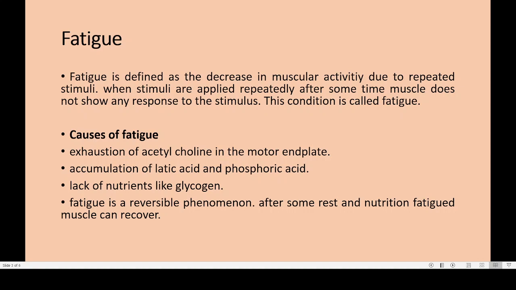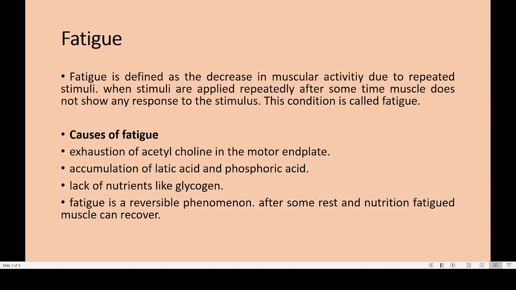So what happens is that when our cell doesn't have enough acetylcholine, this transmission of chemical message will not take place, and as a result the muscle will not get the proper stimulus, and it is no longer responding or contracting. So this is one of the important reasons for the tiredness or fatigue of muscle.